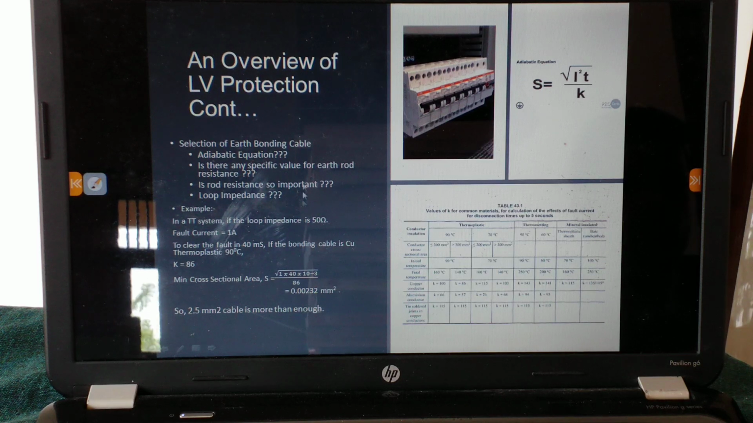Now, some myths. So many, even some utilities, ask for your rod resistance. Is it really important? Even in the chartered engineer certificate, there is a provision to specify the rod resistance. Is it so important?